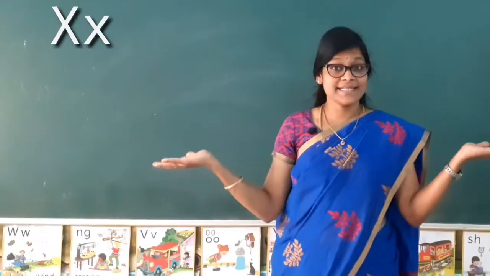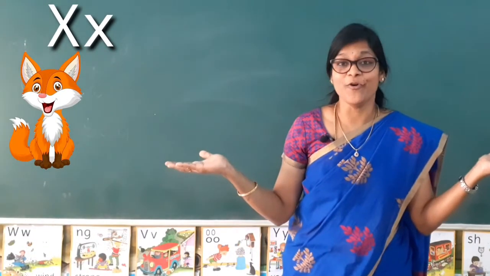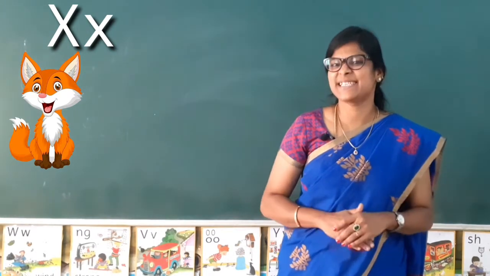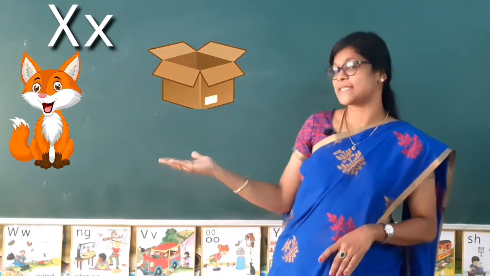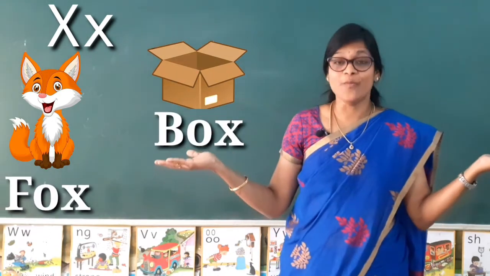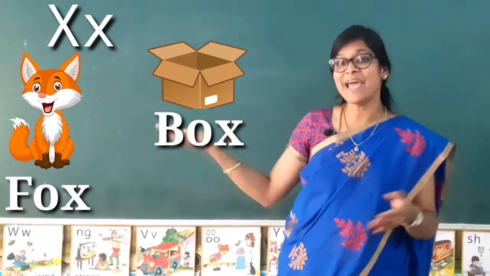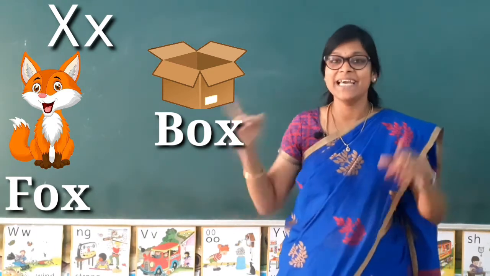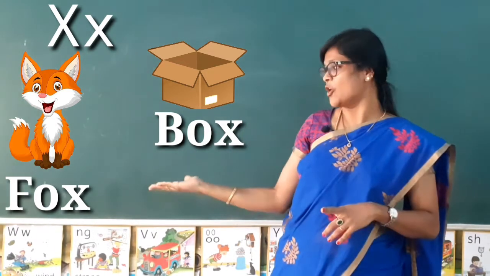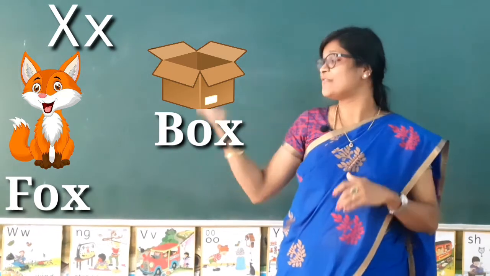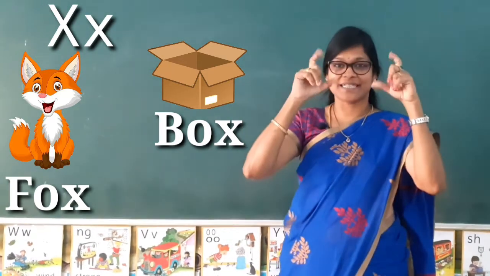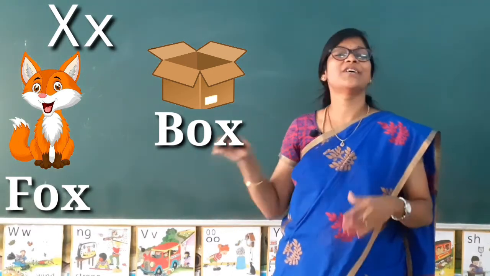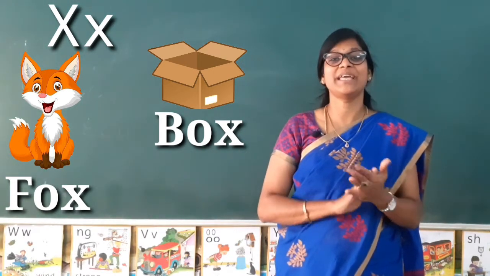X comes at the end of fox. X is for fox. X is for box. Fox and box. In these words, you find the X at the end. X, X, box. X, X, fox. Very good, kids.